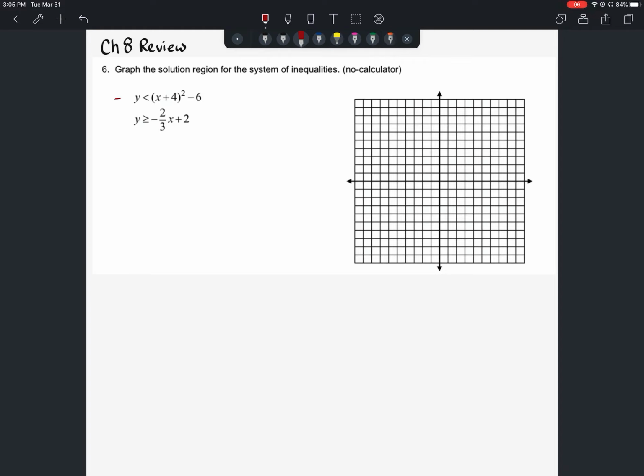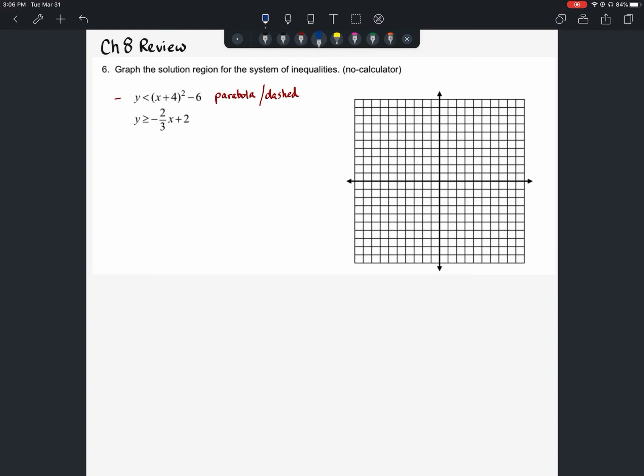Okay, so things that we know about that already here is this is going to be a parabola. And we're talking about it's less than, and it doesn't have the less than or equals, so we know this one is going to be dashed. And we'll talk about the shading here in a moment.